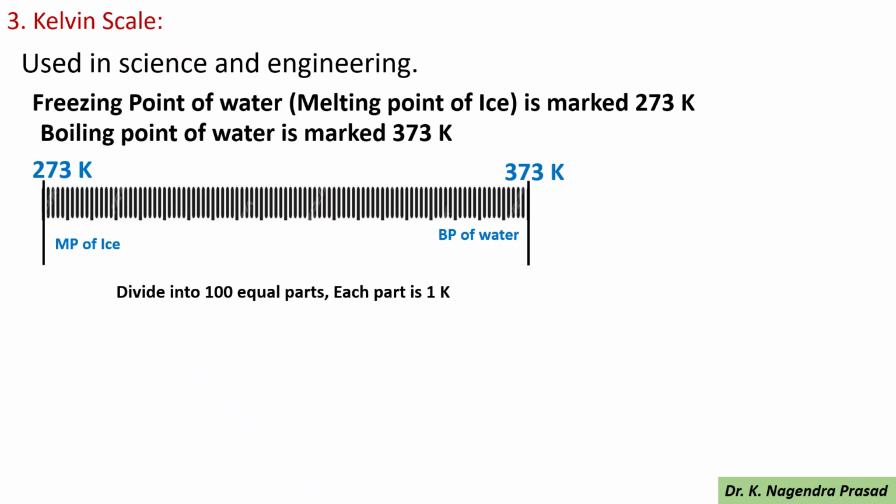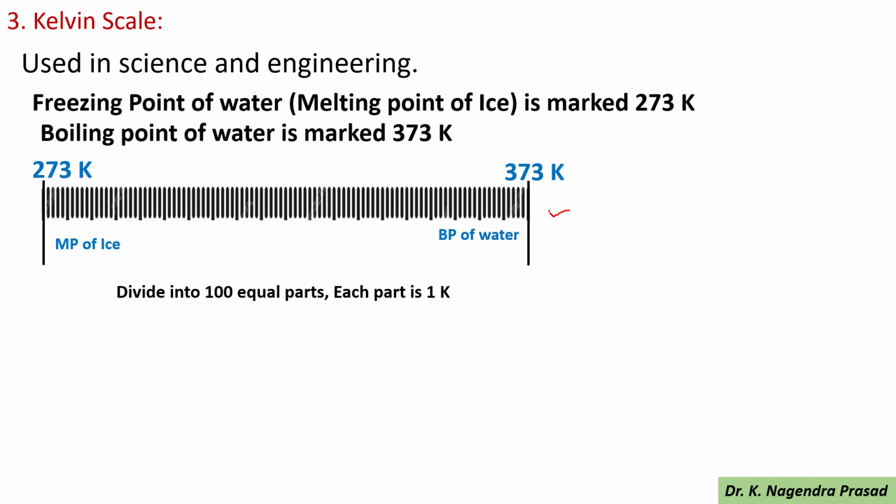Next we will look at the Kelvin scale. The Kelvin scale is in general used in science and engineering. In the Kelvin scale, the freezing point of water is marked at 273 Kelvin and the boiling point of water is marked at 373 Kelvin. So this is the schematic representation of the Kelvin scale.